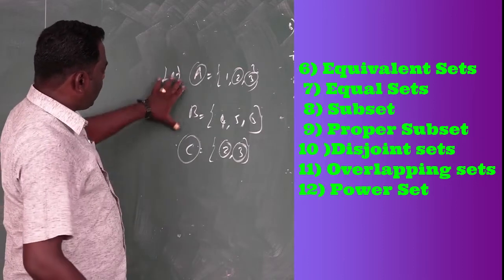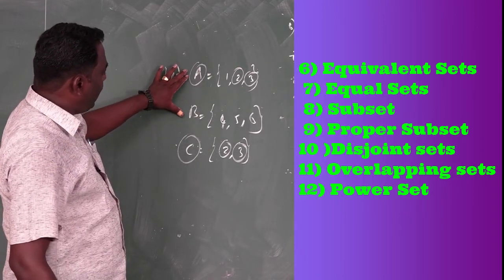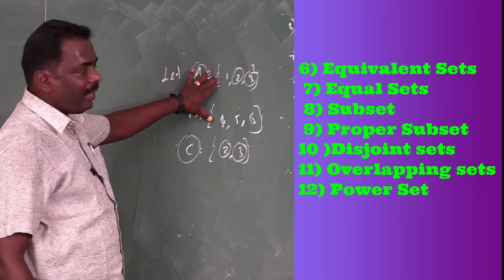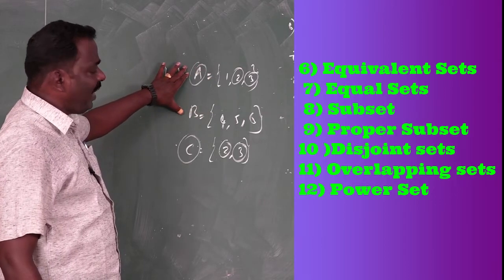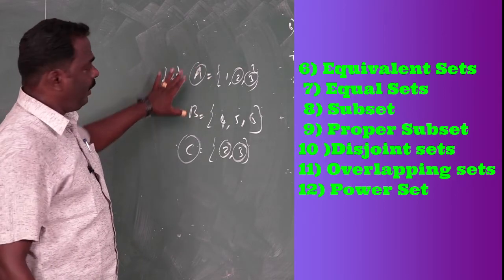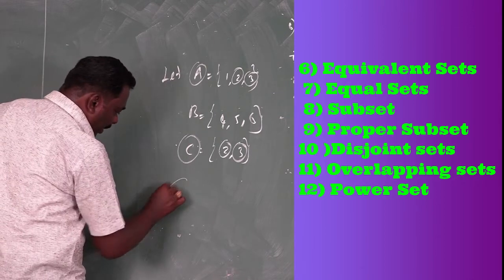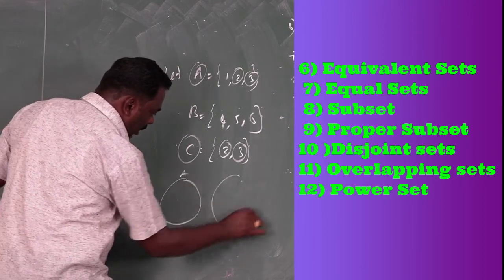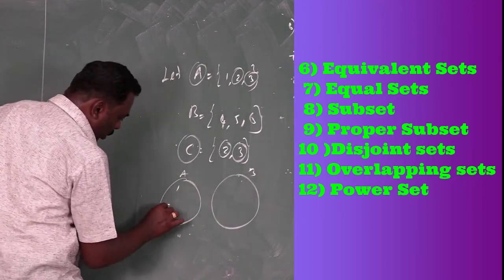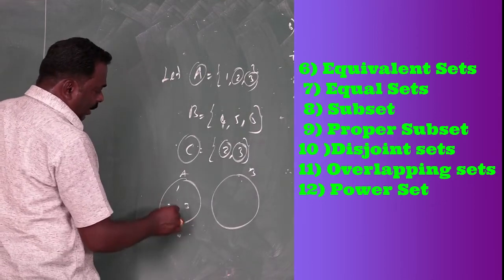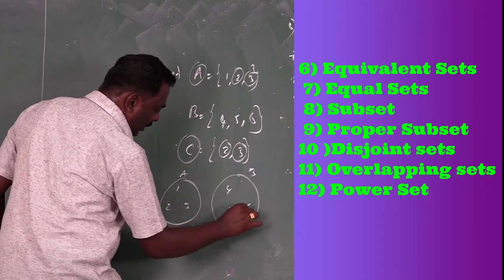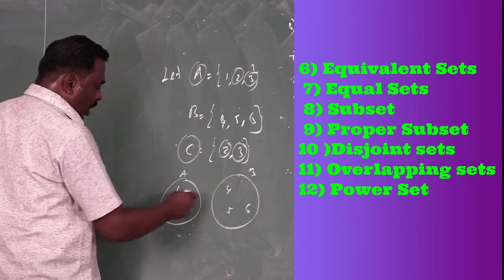Therefore, with these two sets, some of the elements are common. But set A and set B have no elements in common, and set A and set B are defined as disjoint sets. Set A containing elements 1, 2, 3 and set B containing elements 4, 5, 6 are disjoint sets.